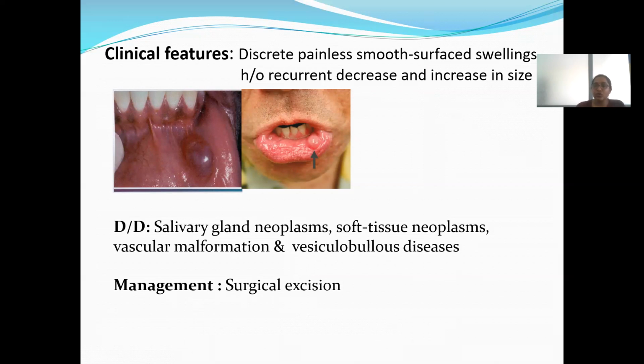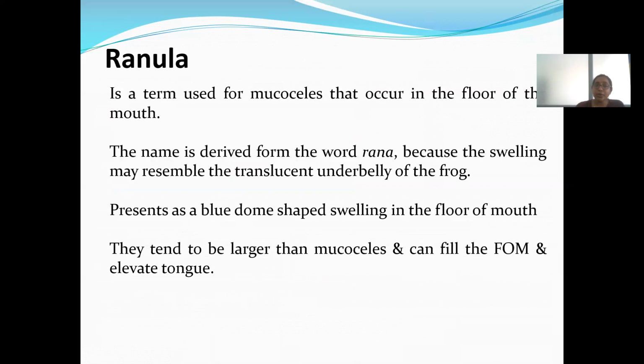Remember, a mucocele is an accumulation of mucus associated with a minor salivary gland and its duct. There are two types, extravasation and retention type, and the treatment is surgical excision of the lesion. Coming to the variety called a ranula: a ranula is a mucocele, but it is not associated with a minor salivary gland. It is a term used for a mucocele seen in the floor of the mouth.